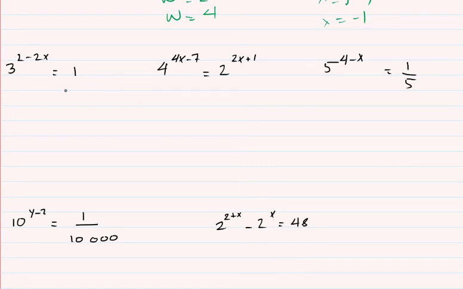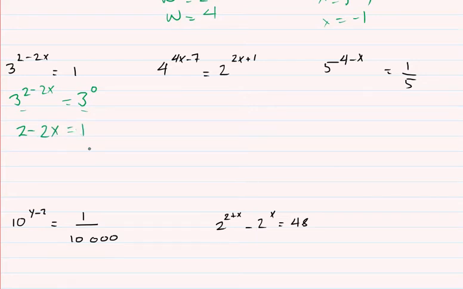Now let's keep going. Here again we have a base of 1, which means we can change it to base 3 to the power of 0 to equalize the bases. 3 to the power of 2 minus 2x is equal to 3 to the power of 0, which is 1. Now that the bases are identical, we can equate the exponents.